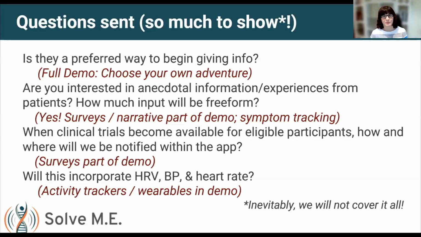When clinical trials become available, how do you find them? Well, if you have filled out your baseline surveys and we find that you might be eligible, we'll send you an email from the Solve Together system, and you'll be able to find the surveys on the survey page if the surveys are linked to that clinical study. And will this incorporate heart rate variability, blood pressure, heart rate, these sorts of things that can now be tracked at home? And the answer is yes, depending on the type of wearable you connect to the platform.